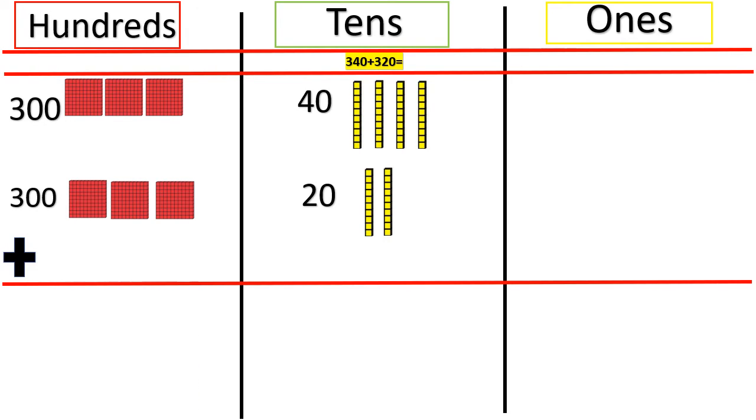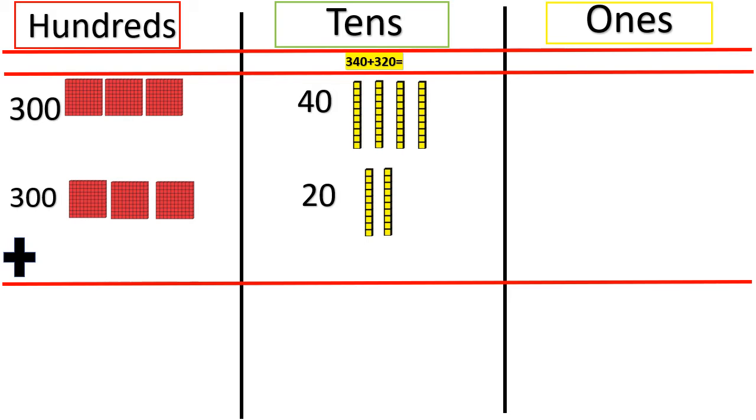Now we're going to add our tens and our hundreds. If you have your base 10 blocks, please use them in your place value mat. When we're adding our 3-digit numbers together, like 340 plus 320, we like to break our numbers apart. 340 has 40 tens and 3 hundreds. 320 has 20 tens and 4 hundreds.